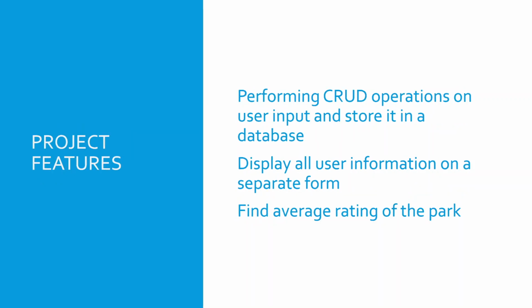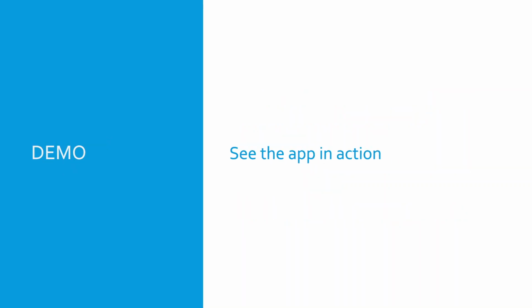Here are the key features that I will be implementing into my final project. I'll go over each of them in depth once I start demonstrating my app, but to keep it brief, the first key feature is performing CRUD operations on the data that the user enters. And CRUD stands for Create, Read, Update, and Delete. The second feature is displaying data on a second Windows form, and the third is finding the average rating by performing some basic math calculations. Now I'm going to demonstrate this app in action.